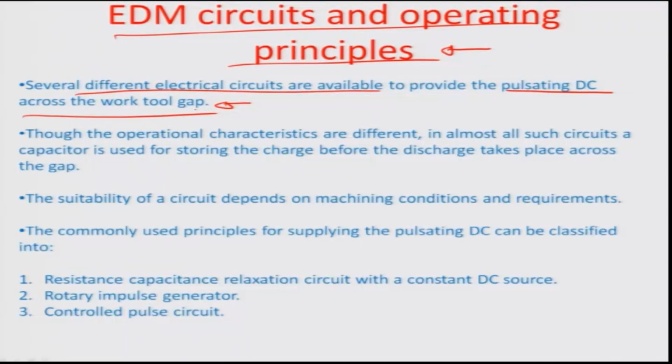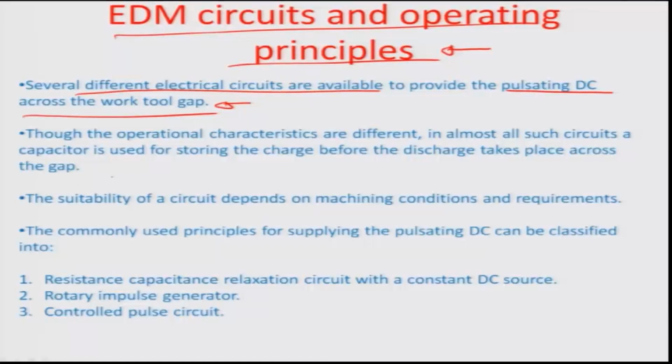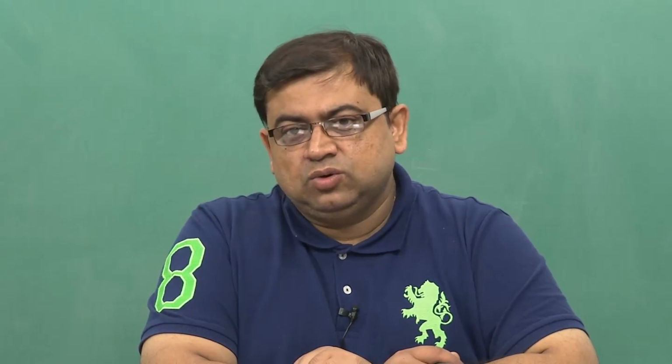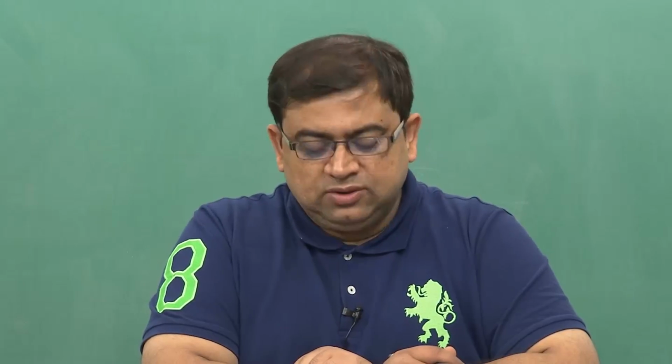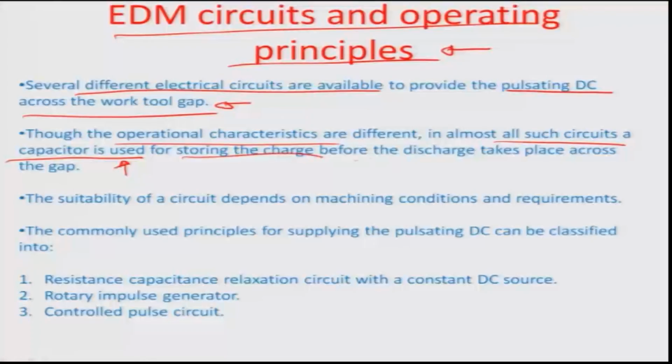Once the spark is generated and the ion column is dissipated, you are ready to go for another DC surge, where again another spark could take place. Though the operational characteristics are different in almost all circuits, a capacitor is by and large used for this charging and discharging action. The way you supply the capacitor is a function of the remaining components like resistance, or the internal load resistance of the power source used in the circuit. The capacitor is typically used for storing the charge before the discharge happens.